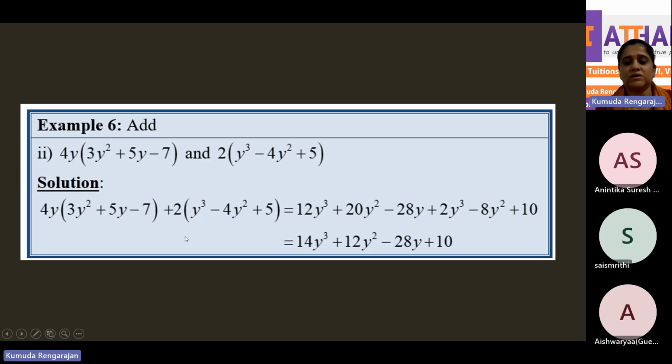Go through this one, children, and let me know if you have any doubt. This is the next one. Add. See if I should explain anything.